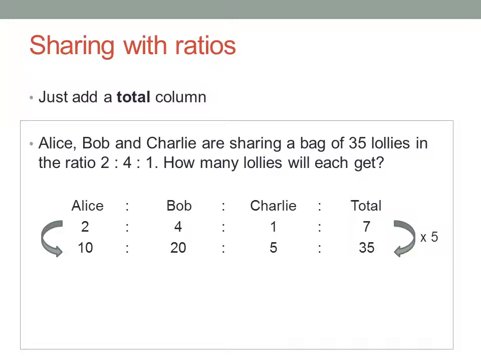You can always double check your answer here. Make sure the numbers at the bottom do in fact add up to the total. 10 plus 20 plus 5 is indeed 35, so I know I'm right. That was pretty easy, wasn't it?